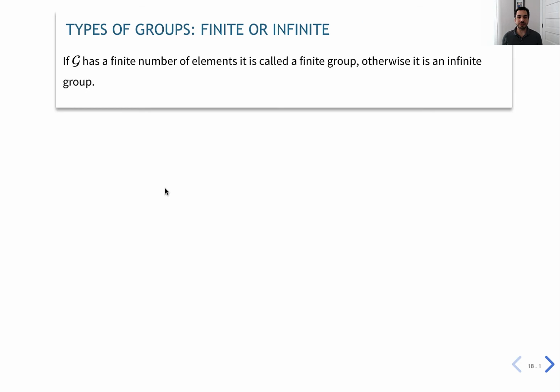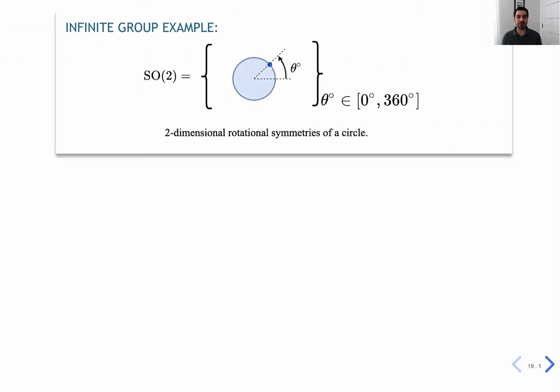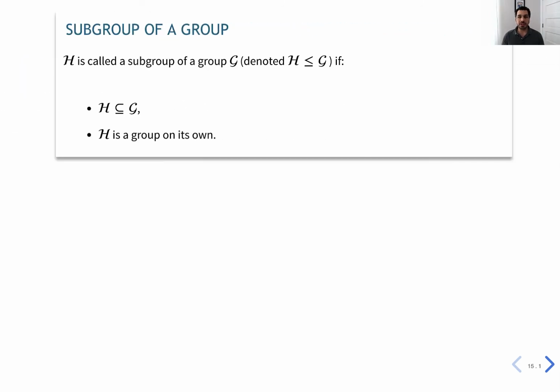Groups can be finite or infinite. For instance, the rotation group of the point clouds in 2D is an example of an infinite group. These are also known as Lie groups. Groups can also have subgroups, so that is a subset that also forms a group.